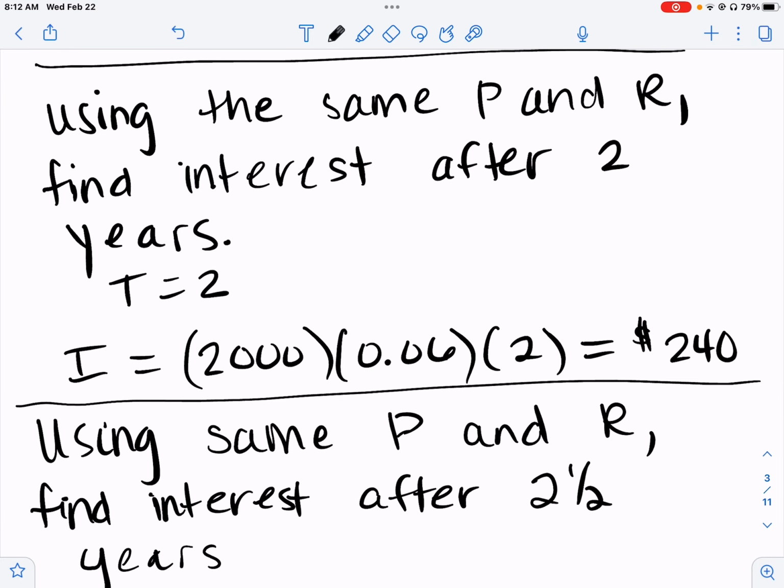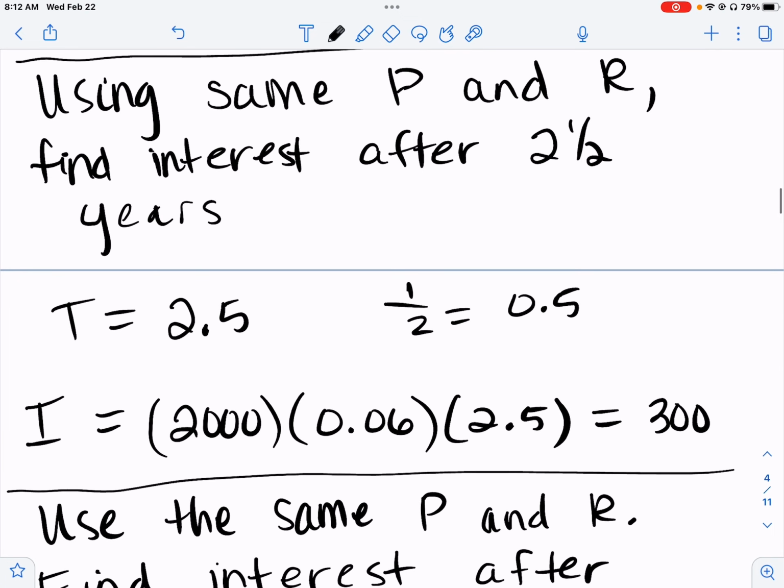Using the same P and R, find interest after 2 years. That means T is going to be 2. We're going to use the same P and R, multiply, and that will give us our interest. Using the same P and R, find interest after 2.5 years. First, we need to change that to a decimal. Half equals 0.5, so 2.5 years equals T. And multiply 2,000 times 0.06 times 2.5.